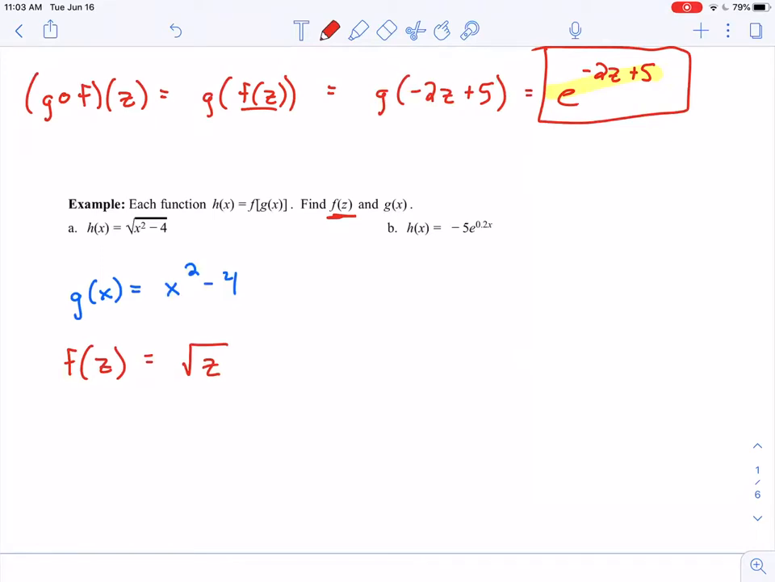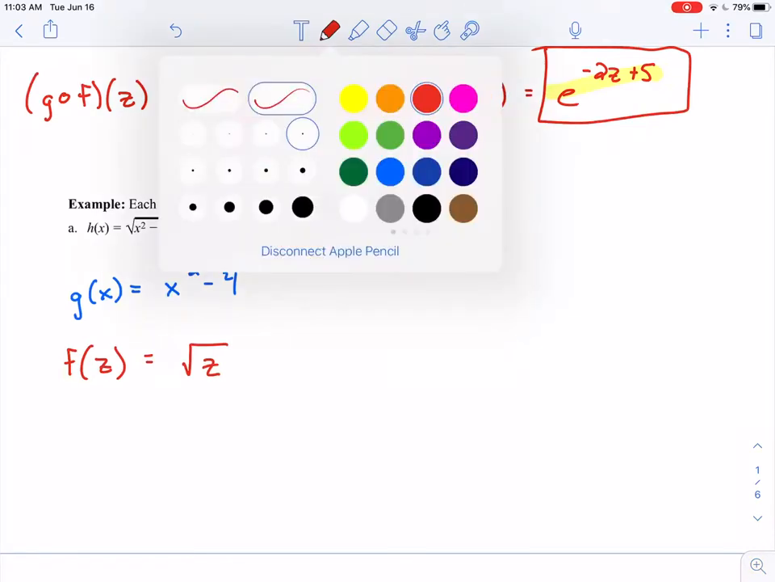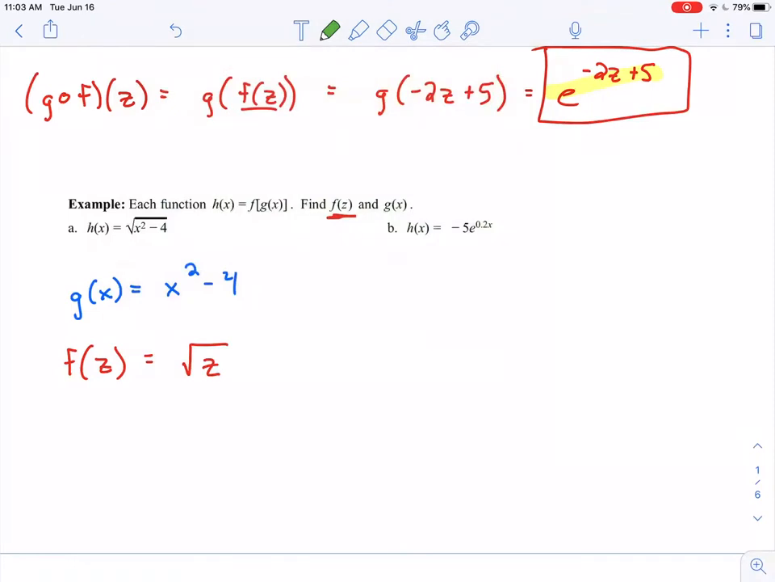And you should be able to check your answers for all of these if you go back and check this work. If I look at f of g of x, if I take x squared minus 4 and plug that in for z, I should have exactly the same thing that I started with. So yeah, we have the right inside function and outside function.